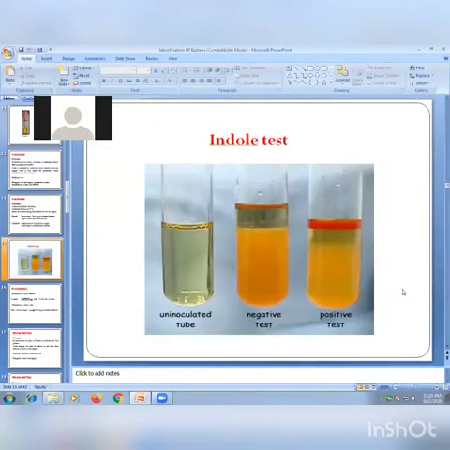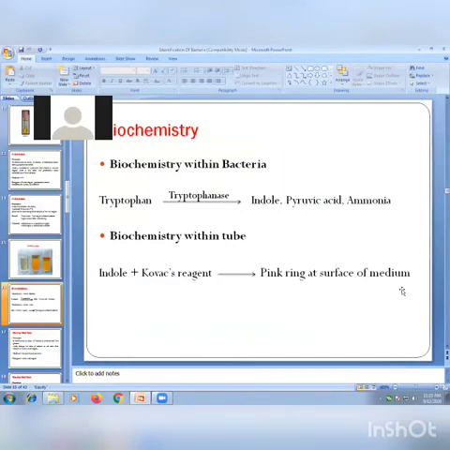So here you observe an inoculated tube. Negative test means a yellow color ring is there, and a red or pink color ring at the surface indicates a positive test. What is the biochemistry? Tryptophan is present, so the tryptophanase enzyme is produced by the organism, which converts tryptophan to indole, pyruvic acid and ammonia. Within the tube, indole plus Kovacs reagent gives a pink ring at the surface of the medium.